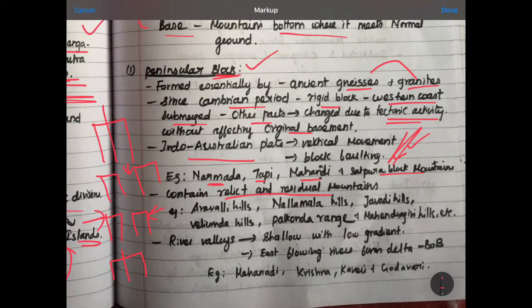So what are these relict and residual mountains? These mountains are nothing but mountains formed from already existing mountains, which are reduced by agents of running water, ice, and wind. So these are called relict and residual mountains. Examples of these mountains are Aravalli Hills, Nallamala Hills, Javadi Hills, Velikonda Hills, Palkonda Range, and Mahendragiri Hills, etc. These are major examples which are given in NCERT books.